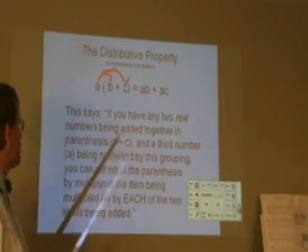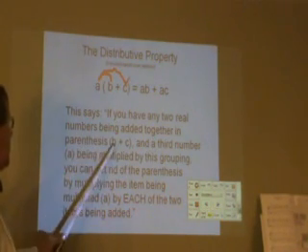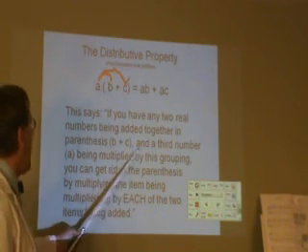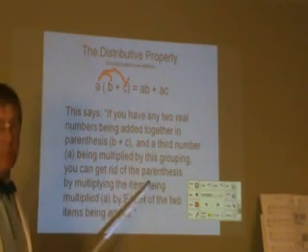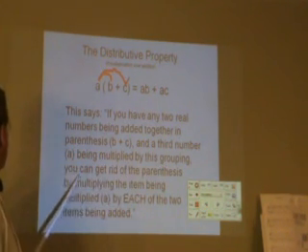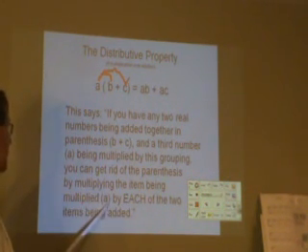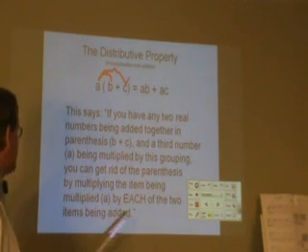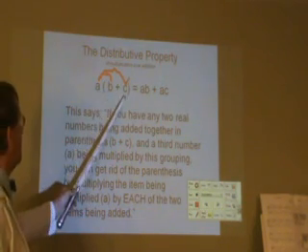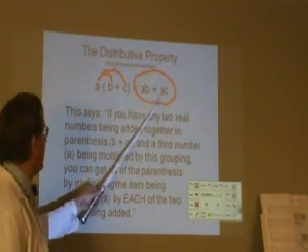Let me give this to you in words. This says, if you have any two real numbers being added together in parentheses, as in B plus C, right here, two real numbers being added together, and the third number, A, being multiplied by this grouping, then you can get rid of the parentheses by multiplying them by the A. You multiply the A by each of the two items being added, as we've done. So I multiply A by B, I multiply A by C. Finally, I will get this guy here.